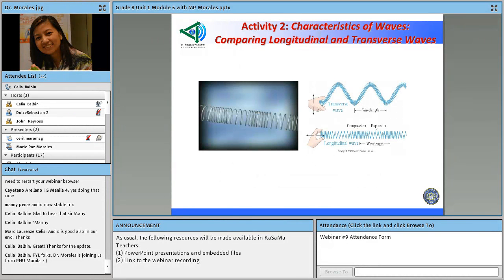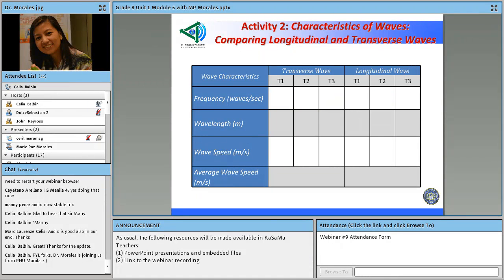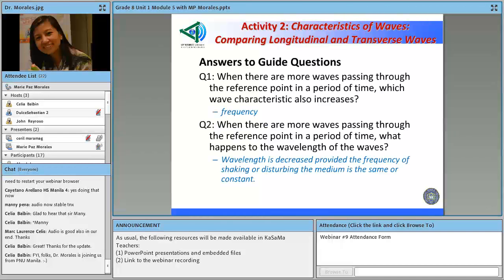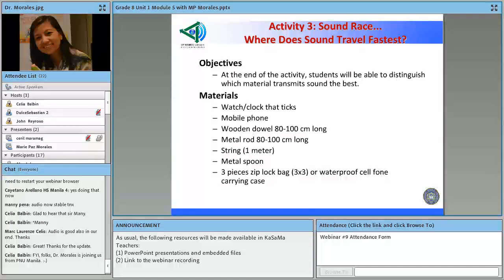And the most probable thing that they can do is to set up the material in such a way that they can produce a longitudinal and a transverse wave to be able to complete this table. So as you can see, T1, T2, T3 here represent the different trials for each of the different kinds of waves. And again, guide questions for your post-discussion. And for activity 3.